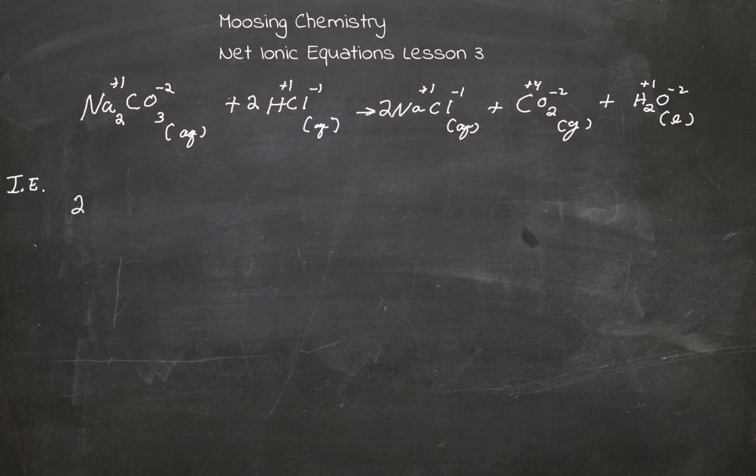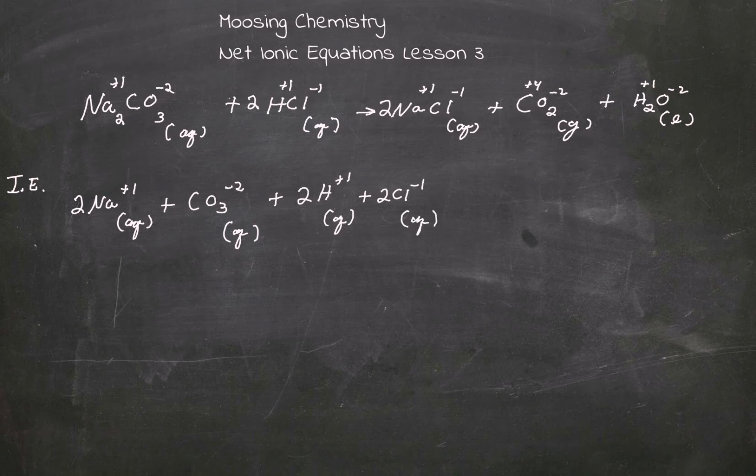So we go 2Na+1 (aq) plus CO3-2 (aq) plus 2H+1 (aq) plus 2Cl-1 (aq) yields 2Na+1 (aq) plus 2Cl-1 (aq) plus CO2.